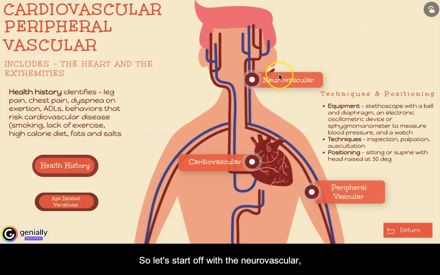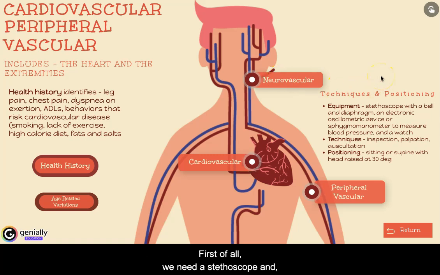So let's start off with the neurovascular. The techniques that we're going to use, first of all, we need a stethoscope and your blood pressure equipment to measure blood pressure, and a watch. And the techniques that we're going to use are inspection, palpation, and auscultation. We want the patient to be sitting or lying down supine with the head raised at 30 degrees.